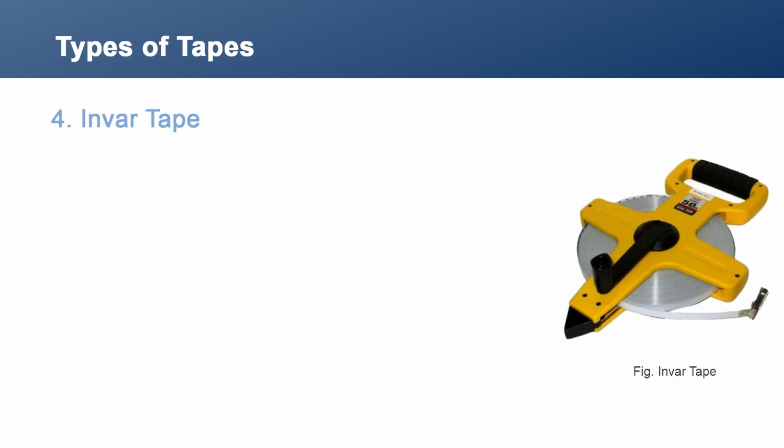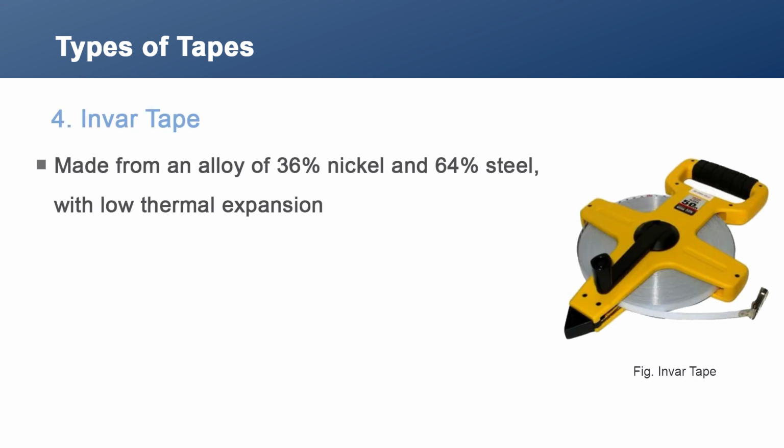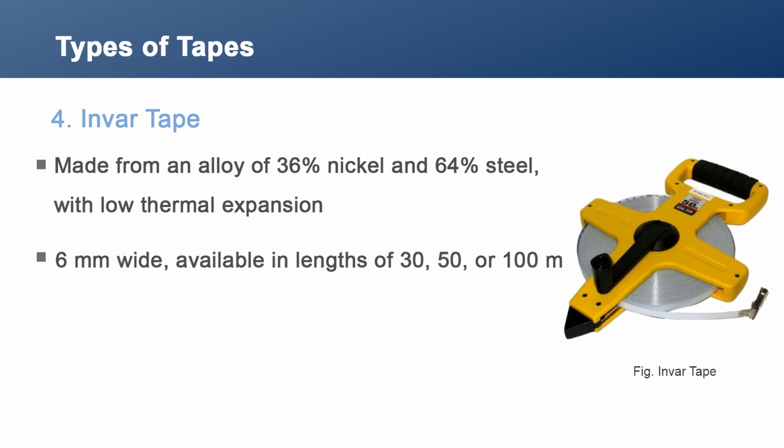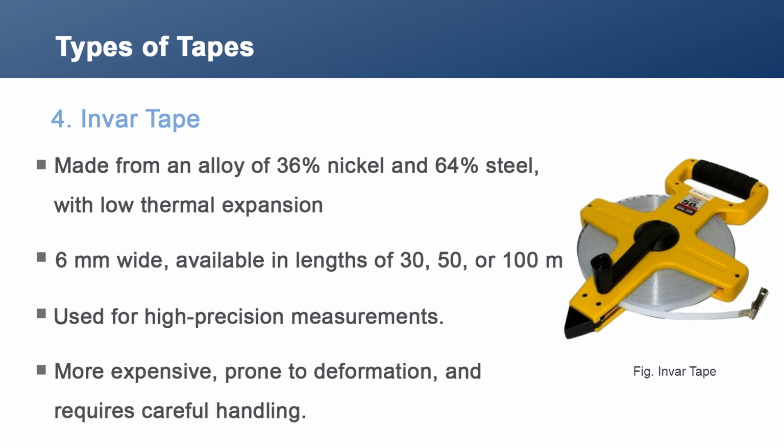And lastly, we have invar tape. Made from an alloy of nickel 36% and steel 64%, these tapes have a very low coefficient of thermal expansion, meaning they don't expand or contract much with temperature changes. They are 6 millimeter wide and come in lengths of 30, 50 or 100 meter and are used mainly for high precision measurements. If you are doing work like measuring the baseline for a scientific survey, you had better use an invar tape. However, they are expensive, prone to deformation, and require careful handling.